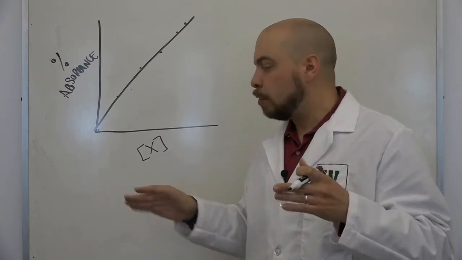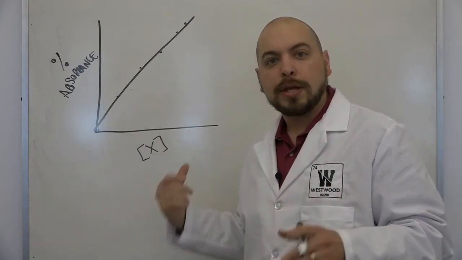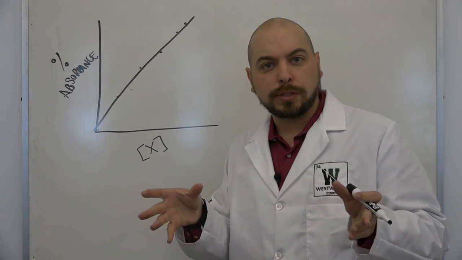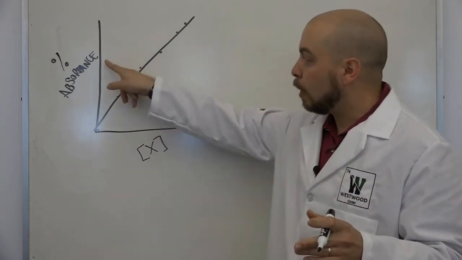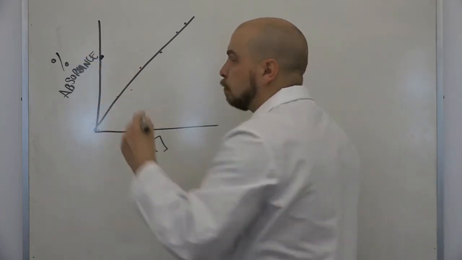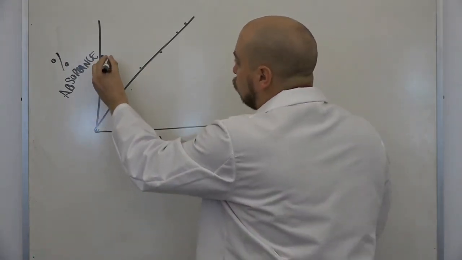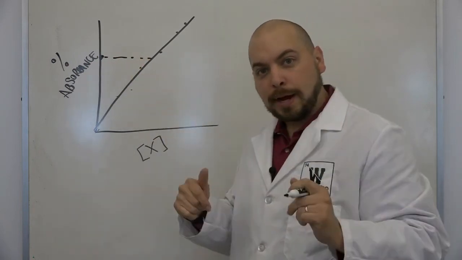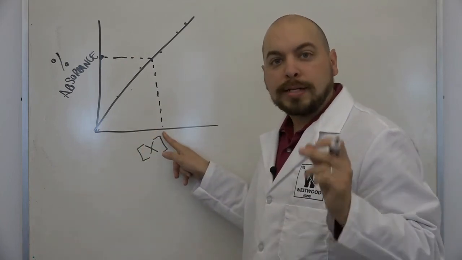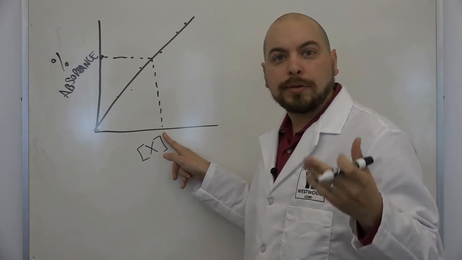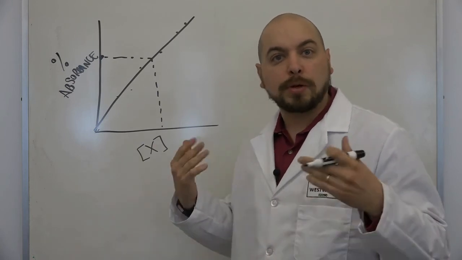Well, just like you can use your x to solve for y, we can also use our y to solve for x. So if I have an unknown concentration solution, what I can do is say, well, let me measure the absorbance. Let's say I measure the absorbance to be right here. I can then take that, I can come across and then down. And with that, I can identify the concentration of that unknown solution.